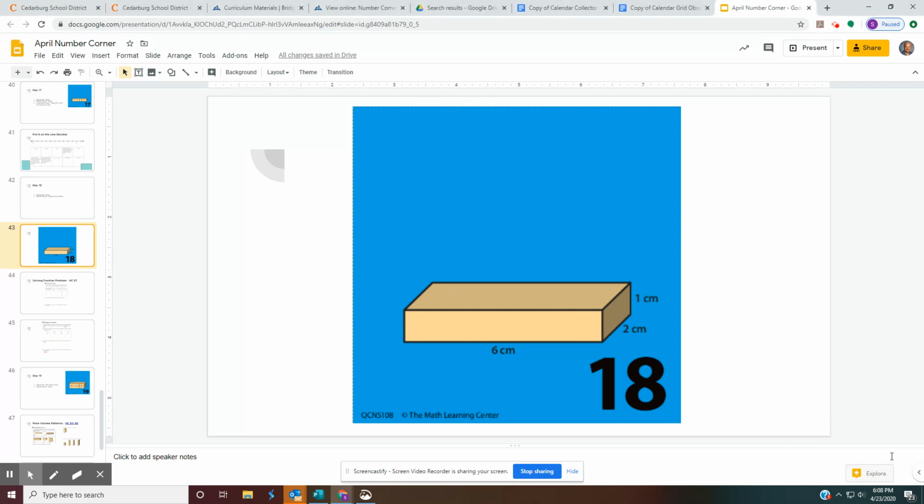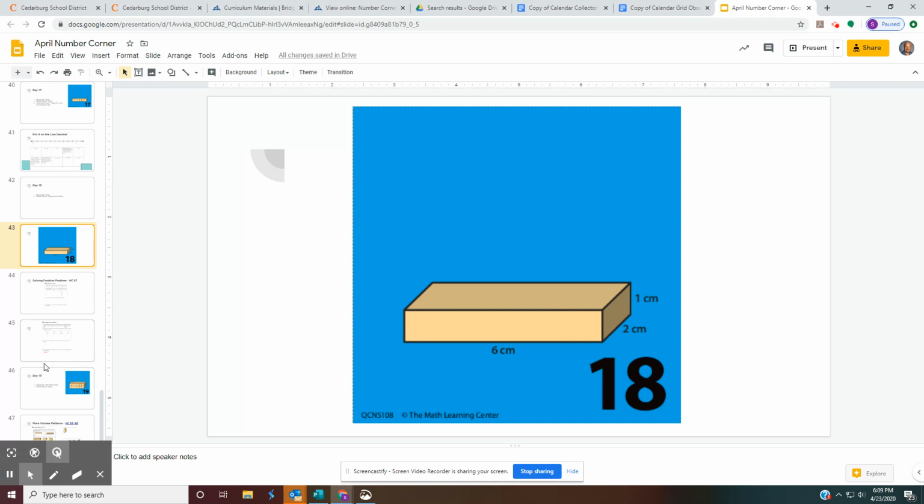Here are the measurements of the rectangular prism that you should be recording. Make sure that you are noticing the length, the width, and the height, and you're figuring out the volume in, not cubic units this time, but cubic centimeters. Please include your labels.